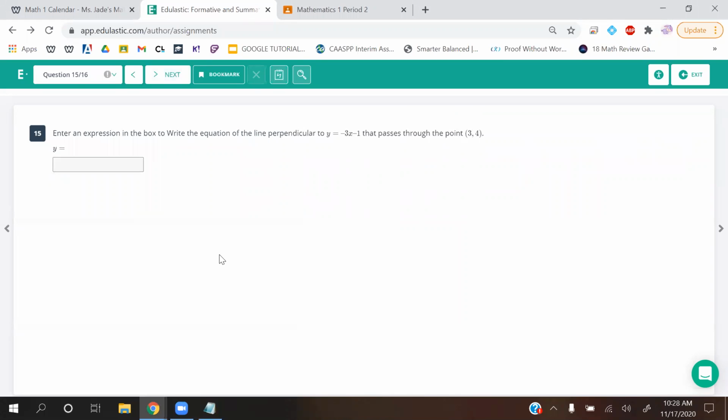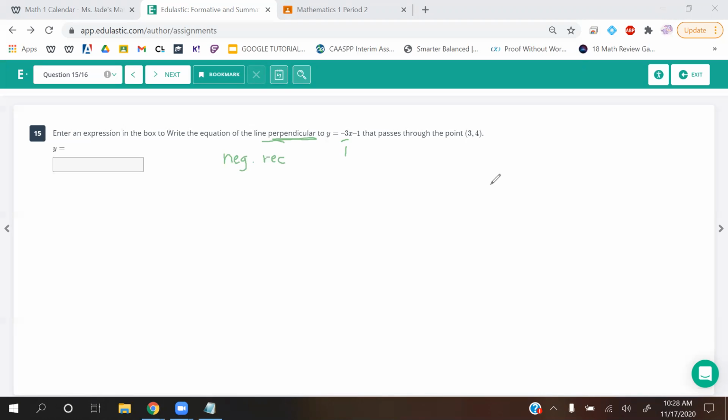Enter an expression in the box to write the equation of the line perpendicular to y is equal to -3x minus 1 that passes through the point 3, 4. So this time is very similar, except we have perpendicular. So when you have perpendicular, you want the negative reciprocal. So instead of y is equal to -3x minus 1, this equation, our slope is -3 over 1.